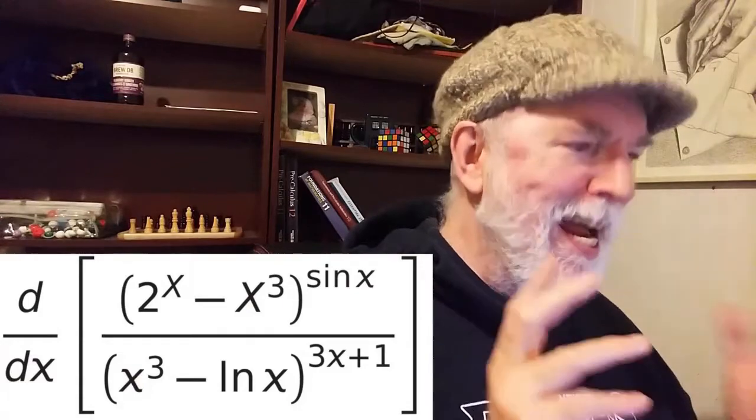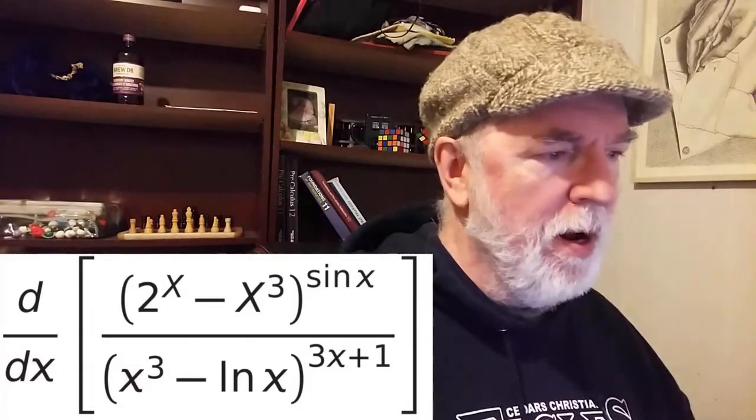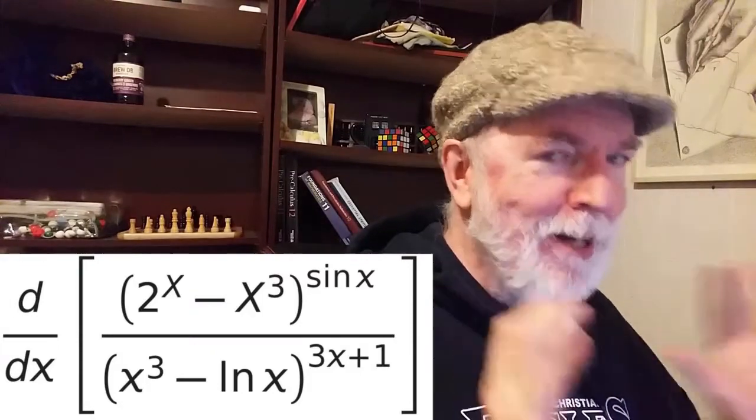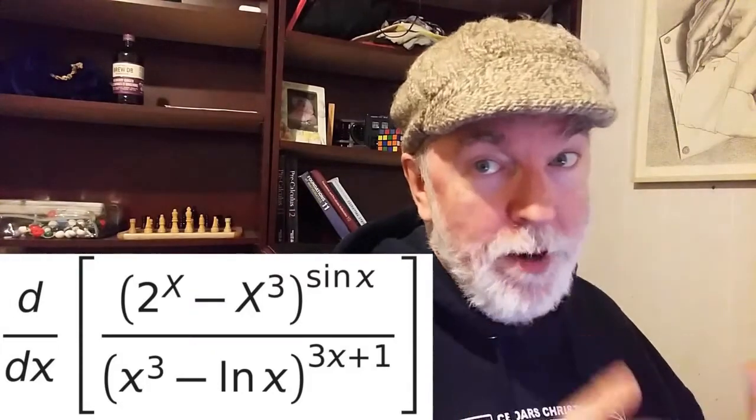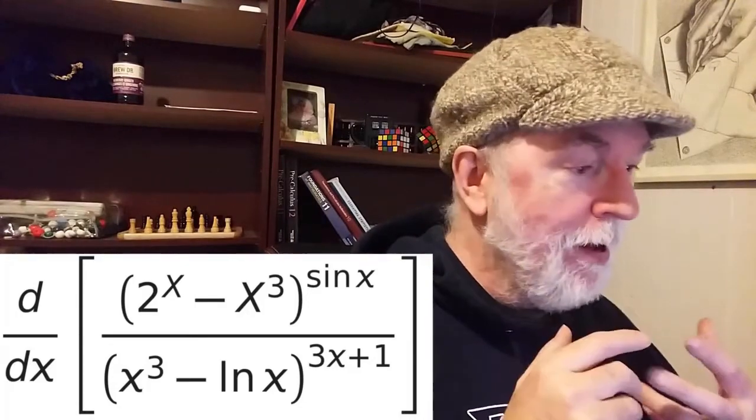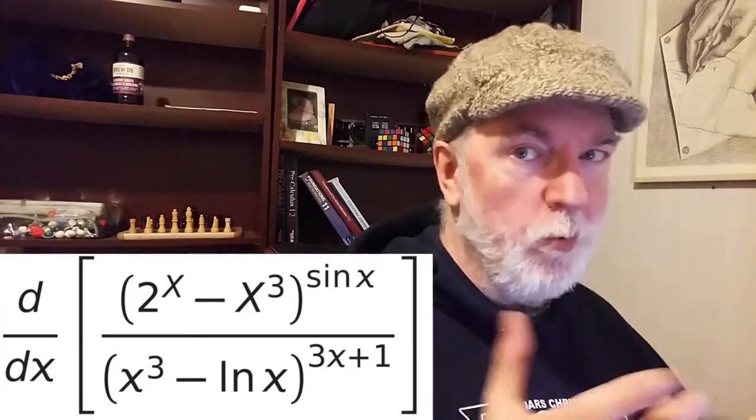Okay, check this out. We've got almost like an entire Calc 1 midterm, all in one rational function. So let's take the derivative. As I said, it's a rational function, so I think quotient rule, right?